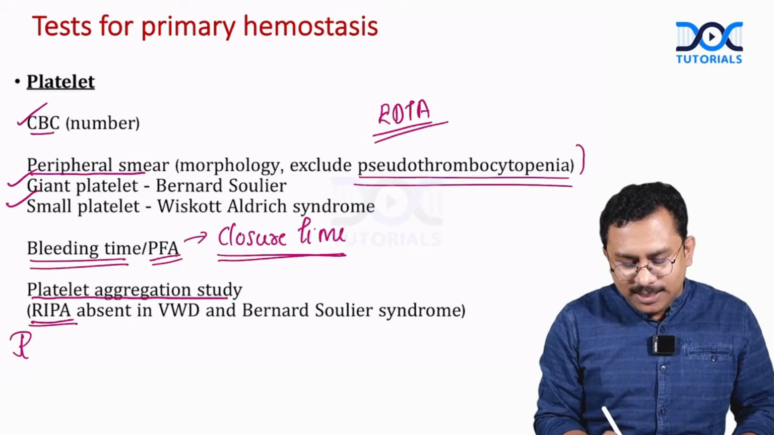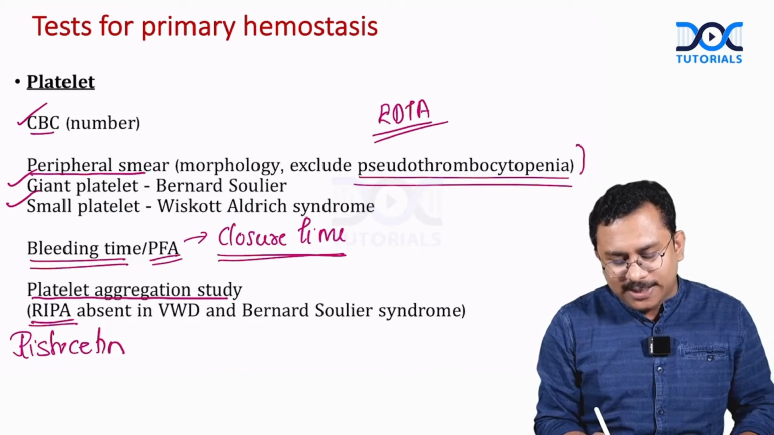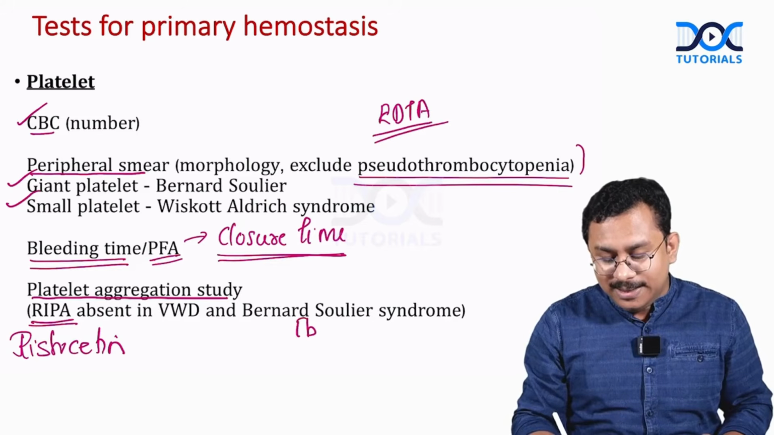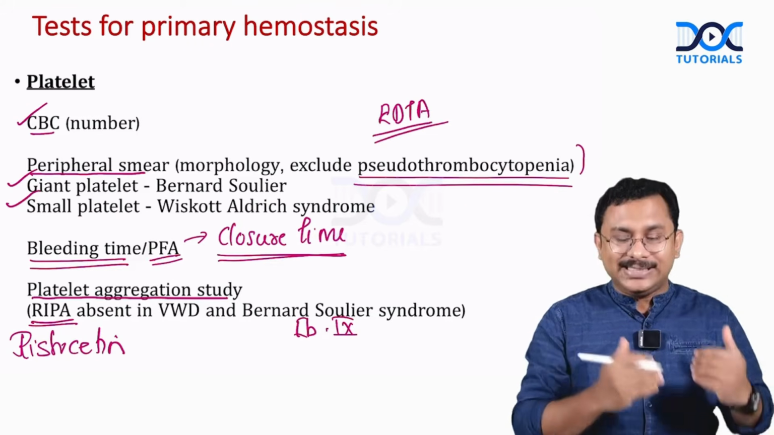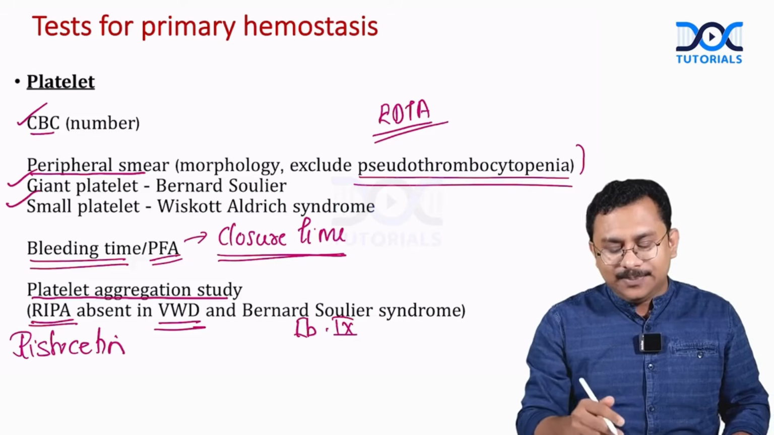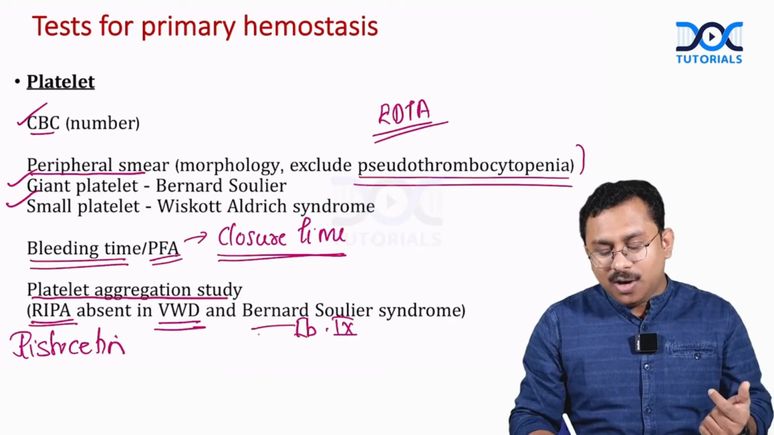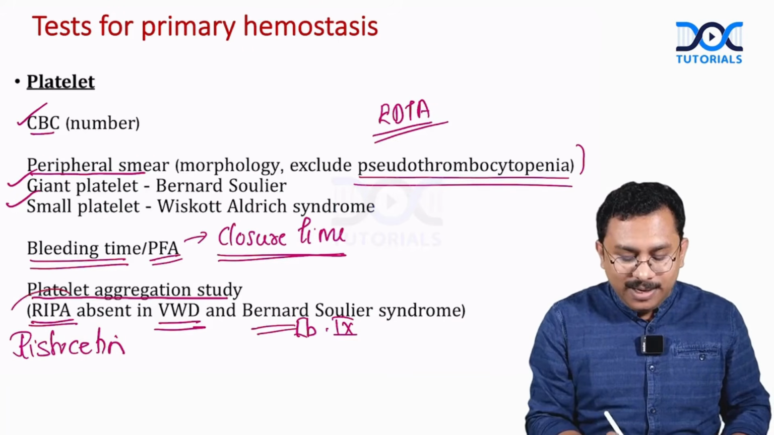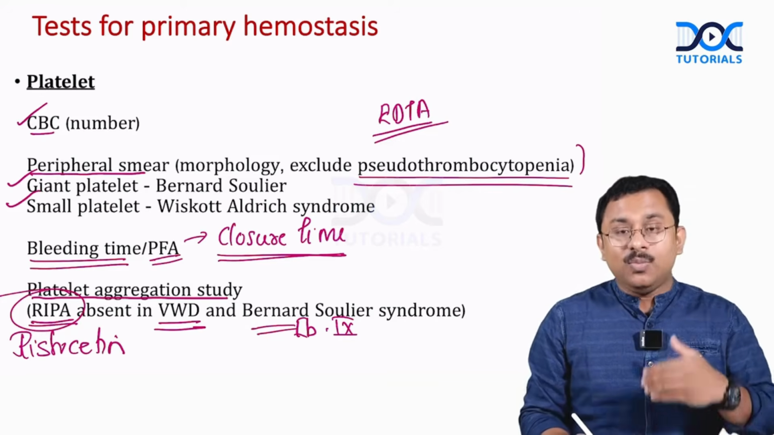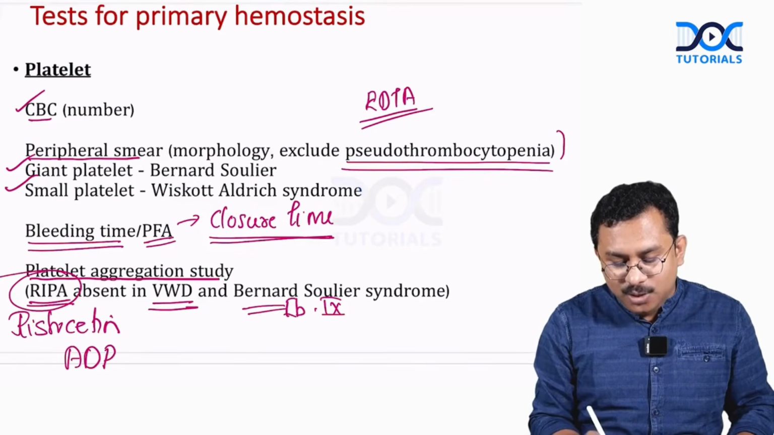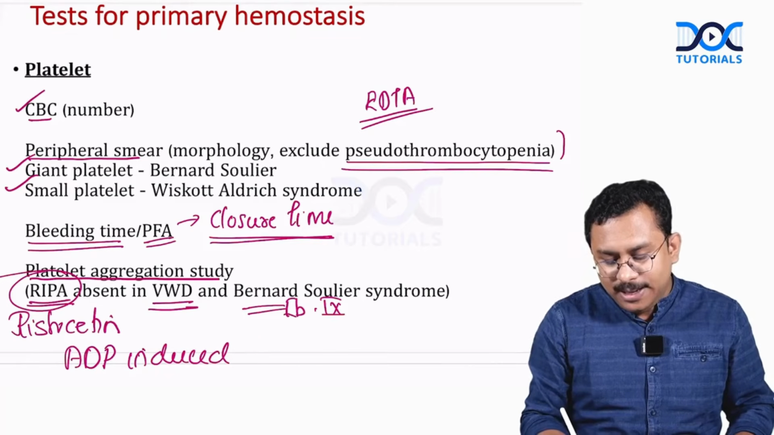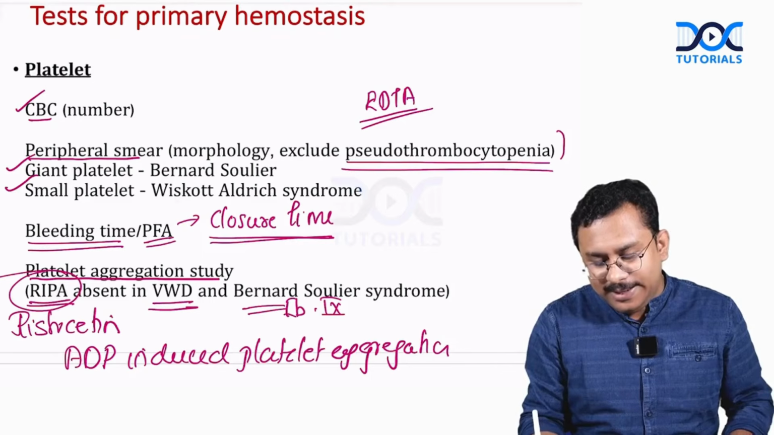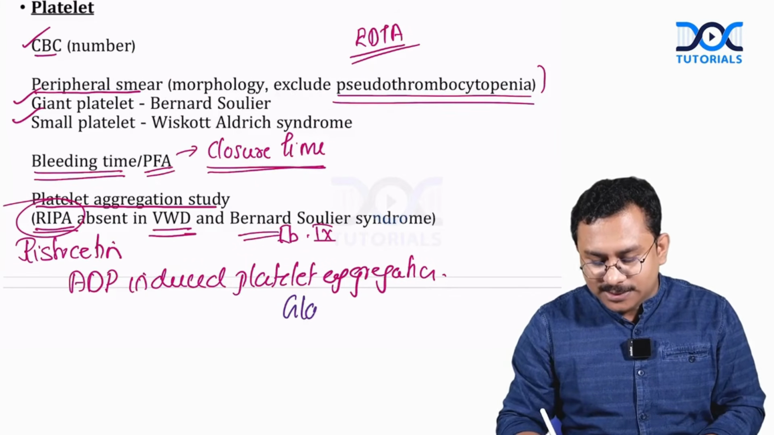So in ristocetin-induced platelet aggregation, the interaction between the glycoprotein 1b9 receptor and the von Willebrand factor is assessed. So if you have a von Willebrand disease, wherein the von Willebrand factor is reduced, or a Bernard-Soulier syndrome where you do not have the 1b9 receptor, in these what will be defective? The ristocetin-induced platelet aggregation will be defective, whereas the ADP-induced platelet aggregation will be defective in Glanzmann's thrombasthenia.